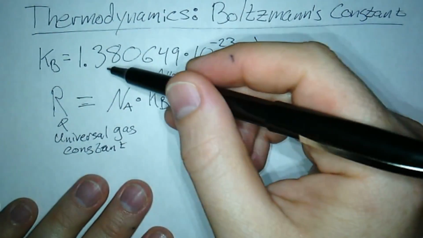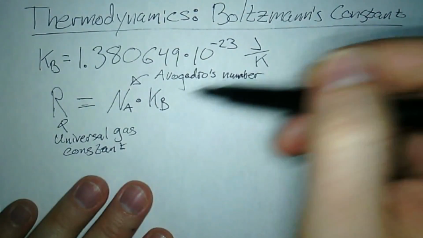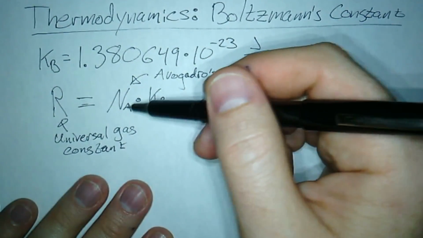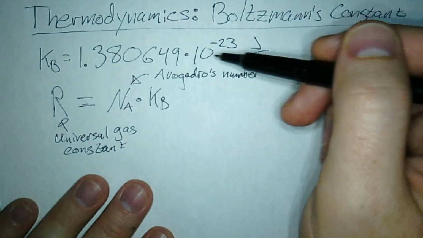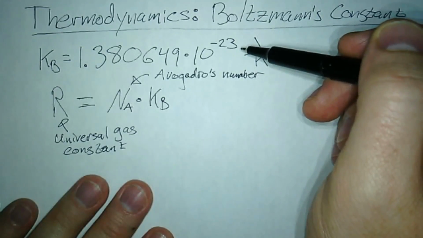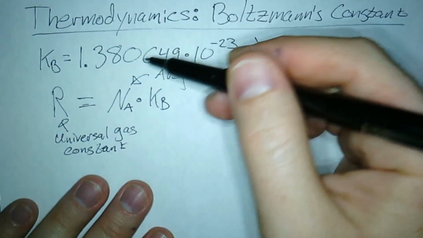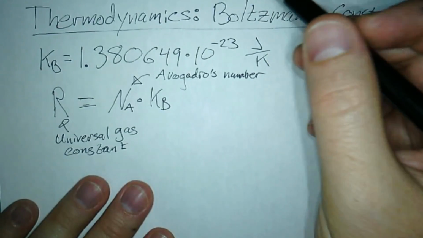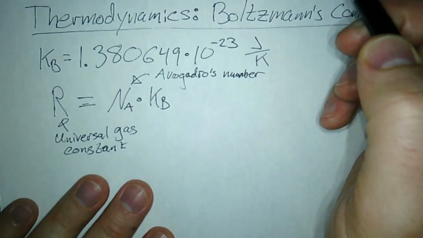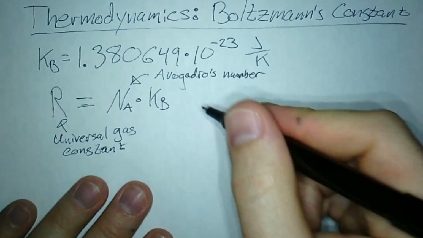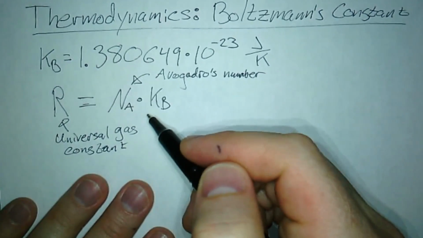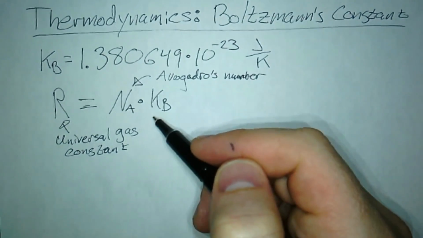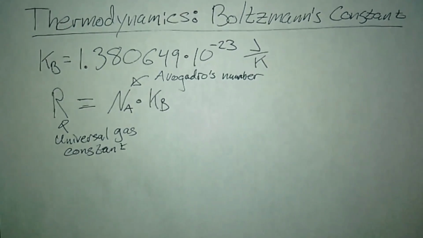So Boltzmann's constant is roughly 1.4 times 10 to the negative 23rd, and you know that Avogadro's number is roughly 6 times 10 to the 23rd. So you're going to get a value when you multiply the two of them together that's roughly 8 point something. And we know that the universal gas constant's 8.314. So we can figure them out in relation to each other here, and see how they relate.